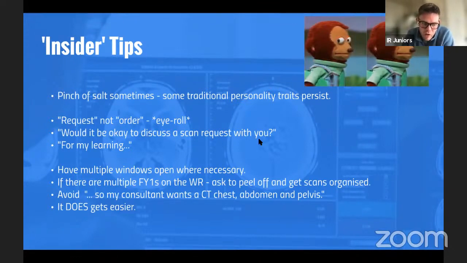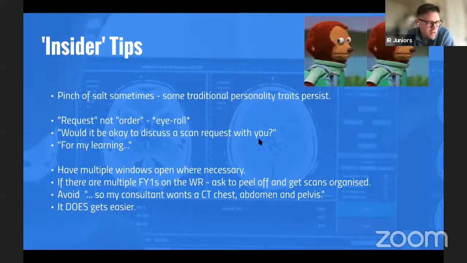So some final insider tips on this section before we move on. Radiology, or radiologists, potentially have a reputation that there can be some difficulty in having these conversations, and that may be something you've heard the FY1s you've been shadowing talk about. But although some personality traits persist, I think there is a new generation of radiologists now who are very clinical and very approachable, and that's definitely the part to focus on.